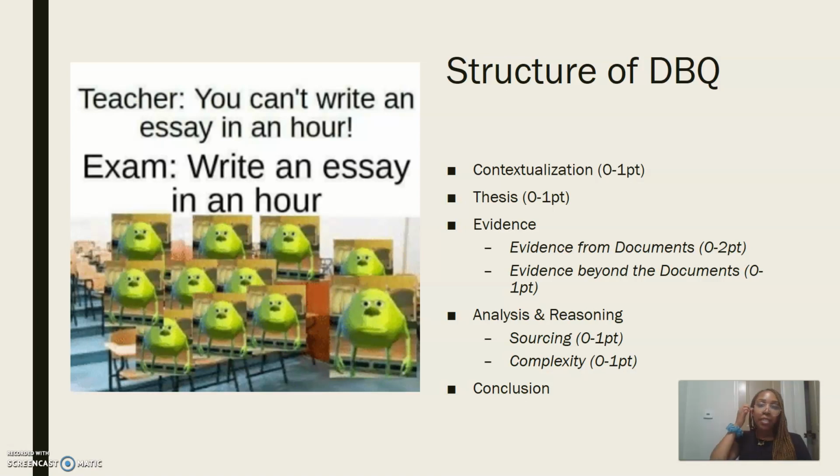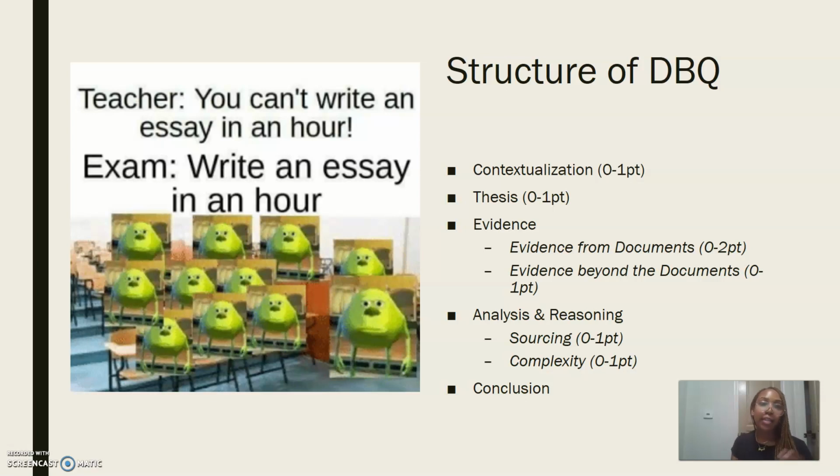So the structure of a DBQ. You can earn points in various categories. You can earn up to 1 point by writing a contextualization, and we'll discuss what that is. A point for your thesis. You can earn up to 3 evidence points, so 2 points for using evidence from the documents, and then 1 point for evidence outside of the documents, so evidence that has no connection to the documents but still fits that theme.